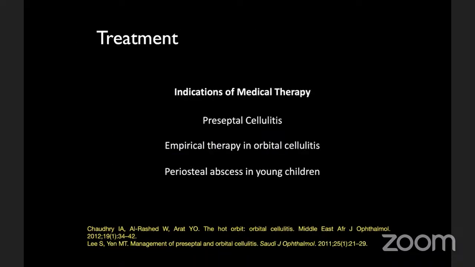So indications of medical therapy would be when it is grade 1 orbital cellulitis, that is preseptal. So there is empirical therapy in orbital cellulitis and periosteal abscesses in young children.